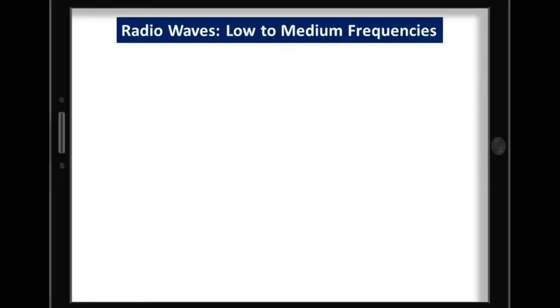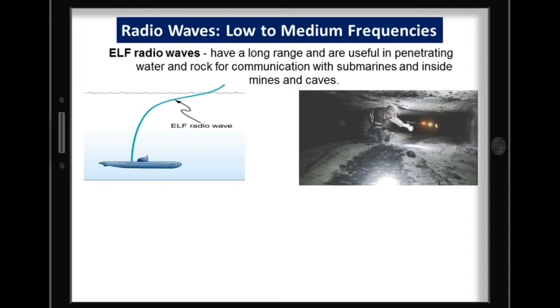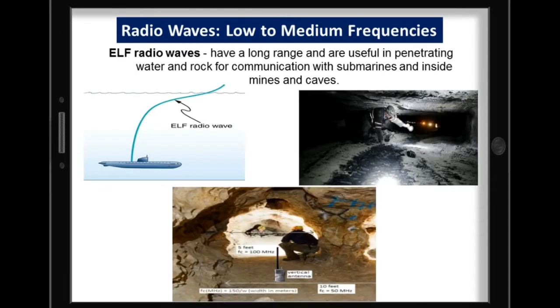Uses of radio waves with low to medium frequencies. The ELF radio waves, the lowest of all radio frequencies, have a long range and are useful in penetrating water and rock for communication with submarines and inside mines and caves.